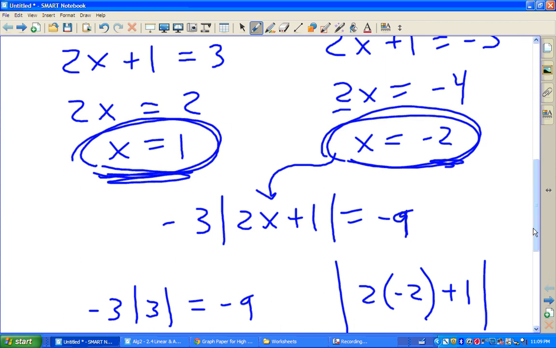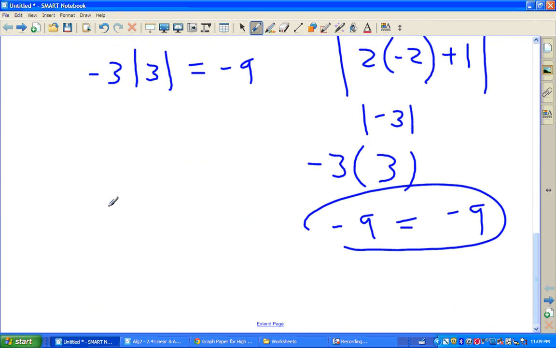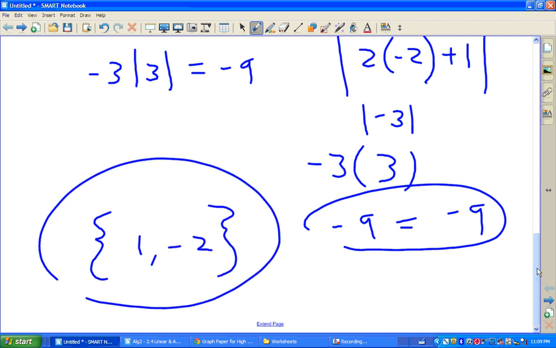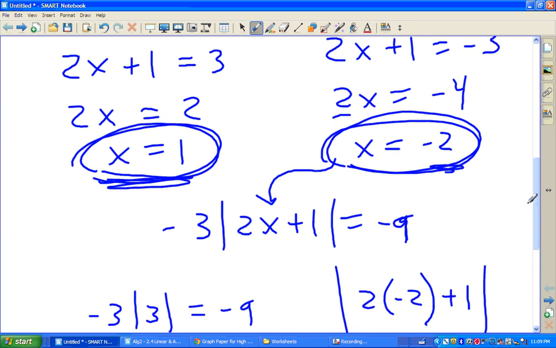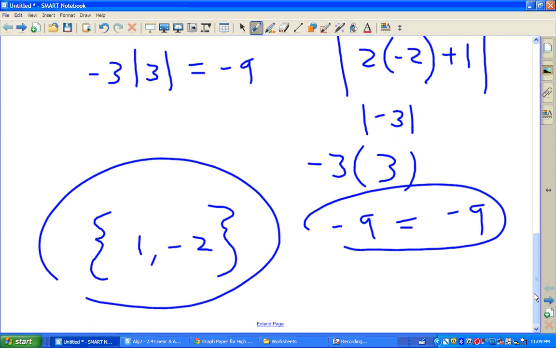There are two answers. Now, some books like to write your answers set up like this, 1 and minus 2, and that's fine. You know there are two solutions, x equals 1 and x equals minus 2. They both work. So absolute value equations are going to have two answers like this. That's how you do those.